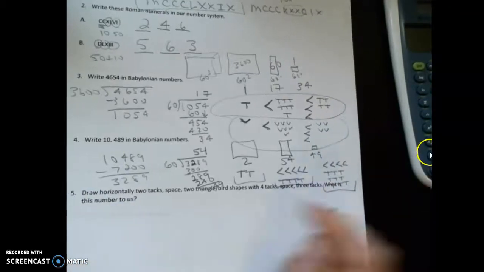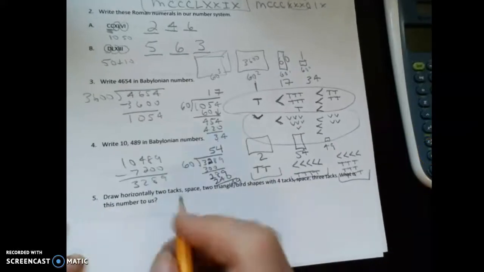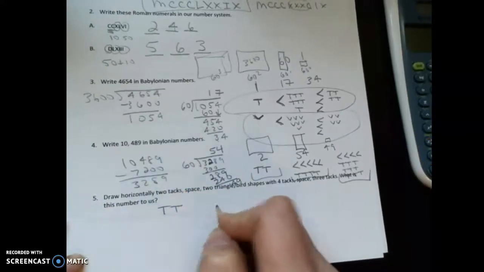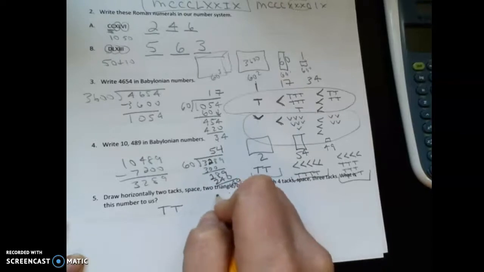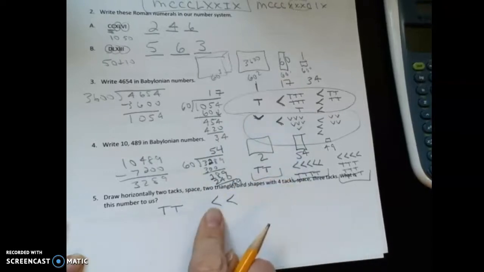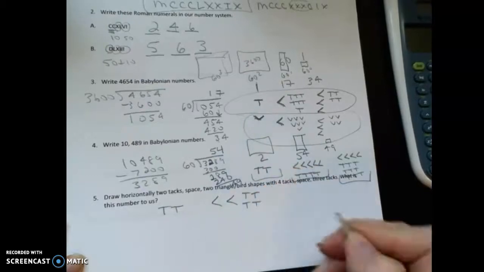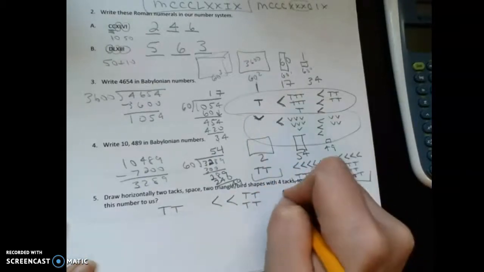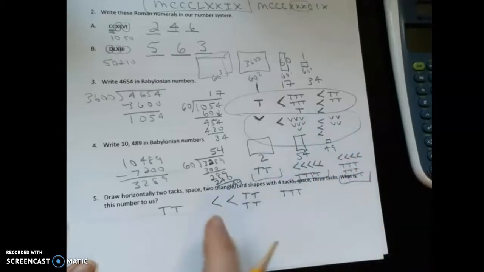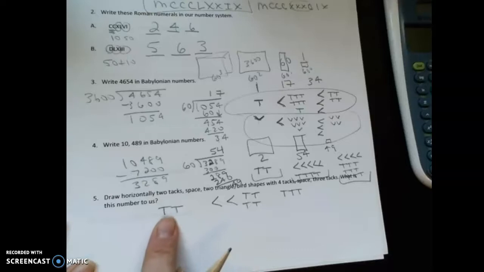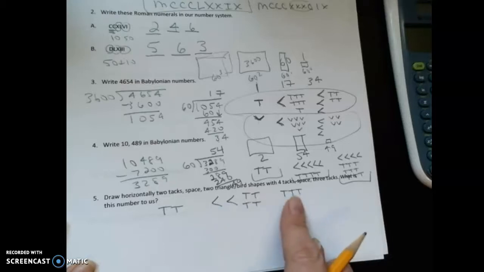Okay, and that'd be there. Okay, it says draw 2 tacks, a space, 2 triangle bird shapes, so those are kind of like our arrowy guys or sideways less than guys, with 4 tacks. So that's in my middle place value, and then a space, and then 3 tacks. All right, so I basically have a 3-digit number to them. I have 2 tacks in the far left space, and then 2 of the less than or birdie triangle shapes with 4 tacks, and then a space, and then 3 tacks.